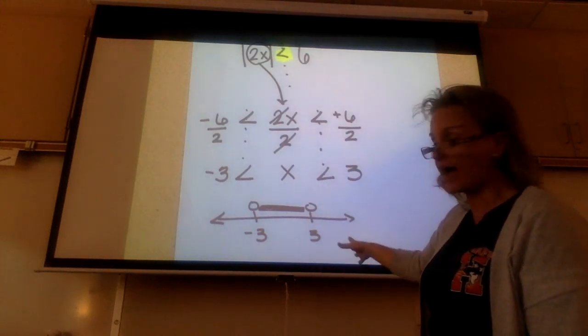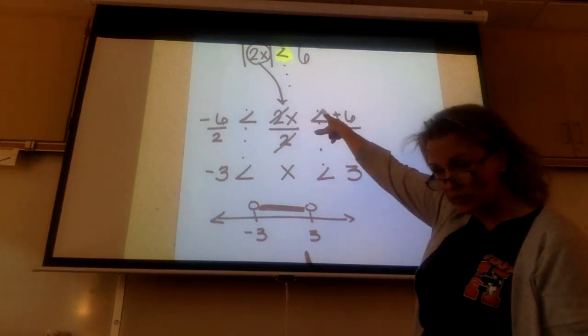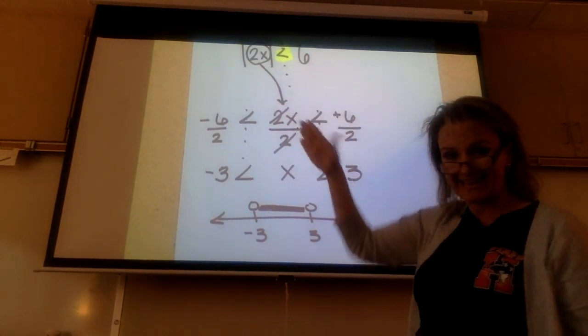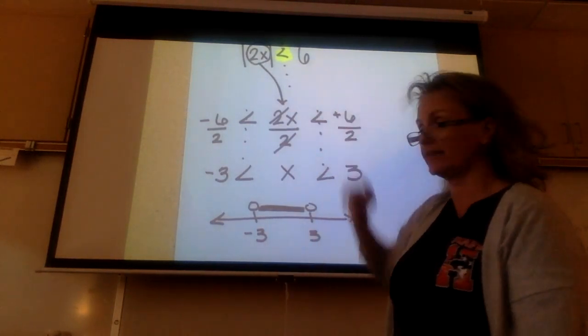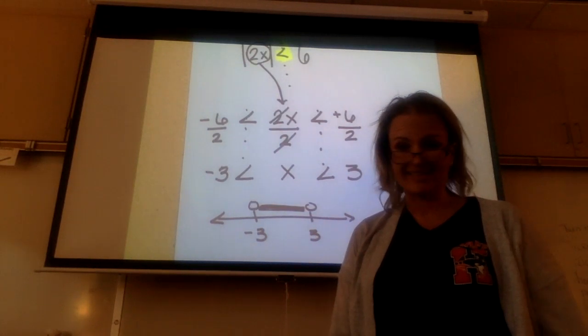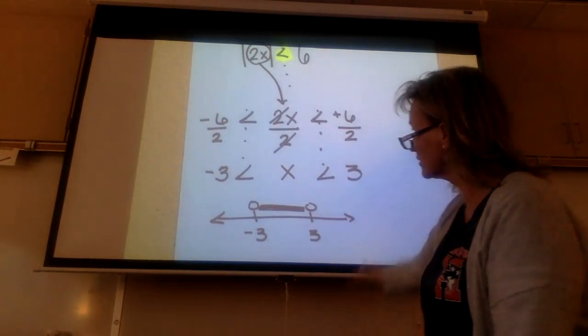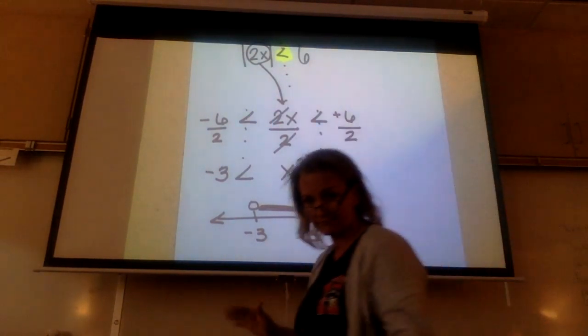Say I chose 5. 5 times 2 up at the top gave me 10. The absolute value of 10 is 10. 10 is not less than 6. So you see that's not a solution. So this one, there you go.